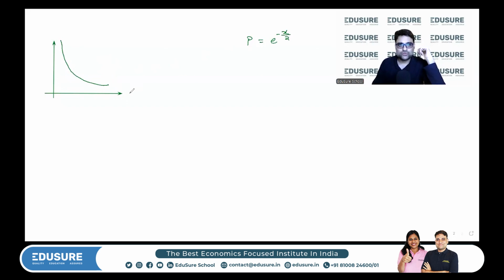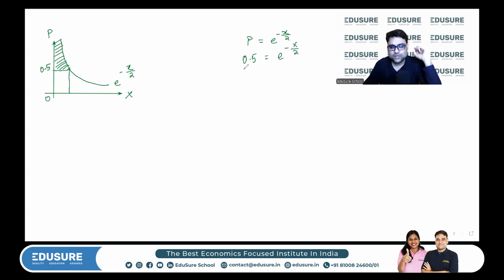As X goes to infinity, this goes to 0. Okay. P is equal to 0.5. Consumer surplus is basically this area. Okay. Now, what will be my X value at P is equal to 0.5? 0.5 is e to the power minus X by 2.